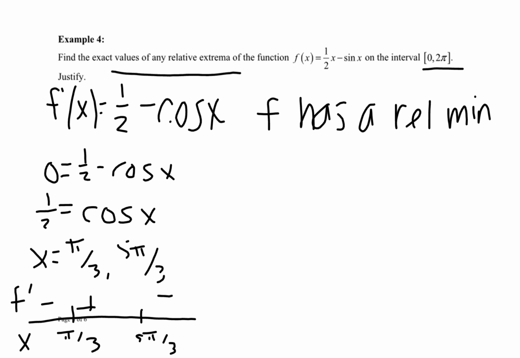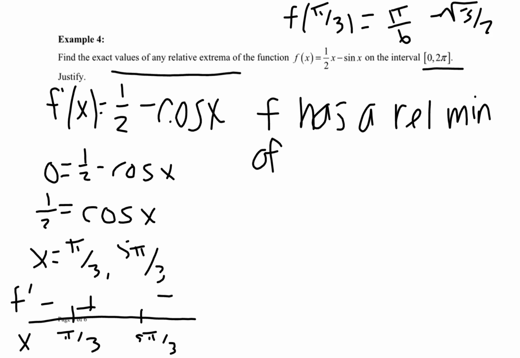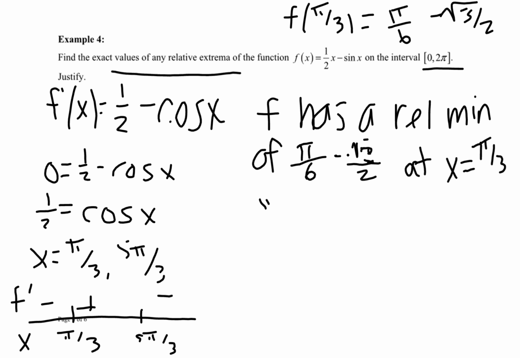F has a relative min of, and what is that minimum value? Well, we need to plug pi over 3 back in to f of x. So f of pi over 3, that would be pi over 6 minus, and then sine of pi over 3 is square root of 3 over 2. Okay, so it has a relative minimum value of pi over 6 minus square root of 3 over 2. Sorry if you can't read that, but it's square root of 3 over 2. And we can say it occurs at x equals pi over 3, since f prime changes from negative to positive. Trying to save you on the writing here because you can't read my writing.